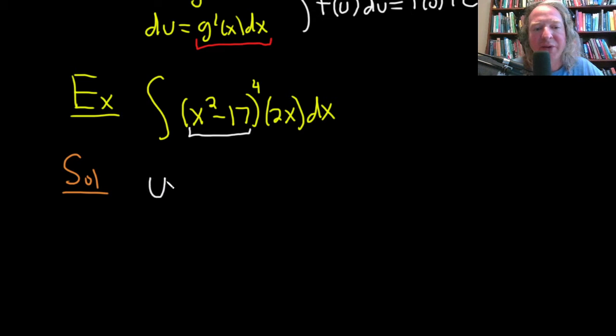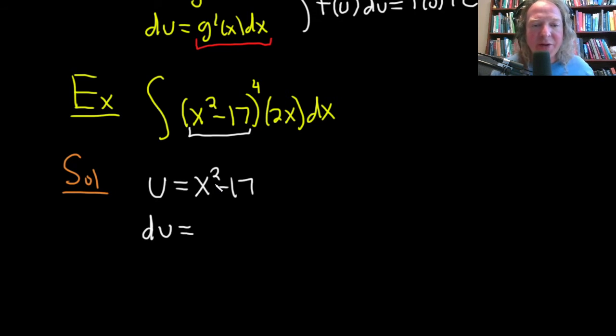So you write down u equals x squared minus 17, just like that. The first step is to write that down. And then you compute the derivative. So this is going to be du equals, the derivative of x squared is simply 2x using the power rule. You bring down the 2 and subtract 1 from the exponent. So that's 2x. The derivative of negative 17 is 0, so we don't have to write that. So it's just 2x dx.